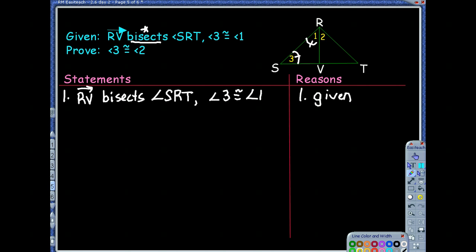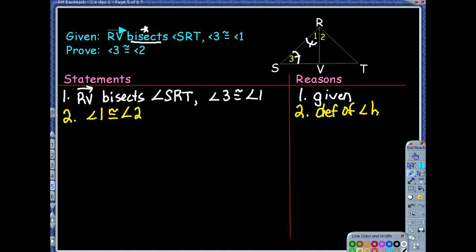And notice how she named those angles. You could name them angle SRV and angle VRT, but since there are numbers given, that's way easier. And that's probably where we're going, because notice the other stuff in the given and the proof deals with angles being named by number. So I'm going to say angle 1 is congruent to angle 2, and what's the reason? That's the definition of an angle bisector.